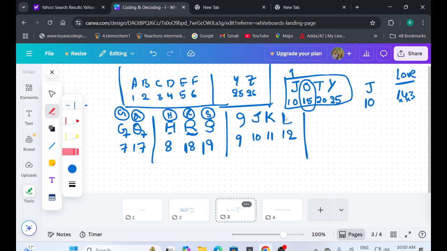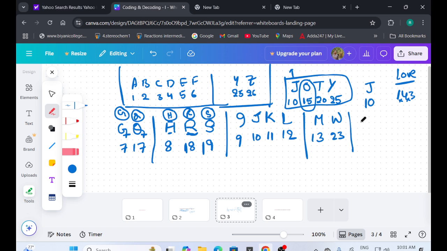There are two letters in English which look like 3. One of them is M and one of them is W. These two look like 3. This M is 13 and W is 23.